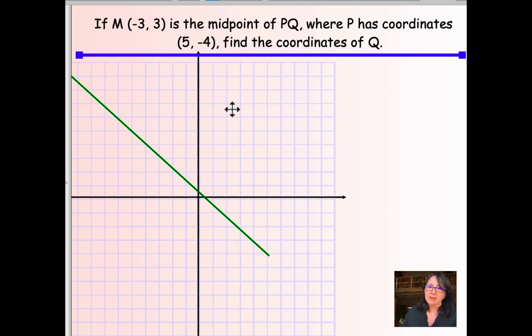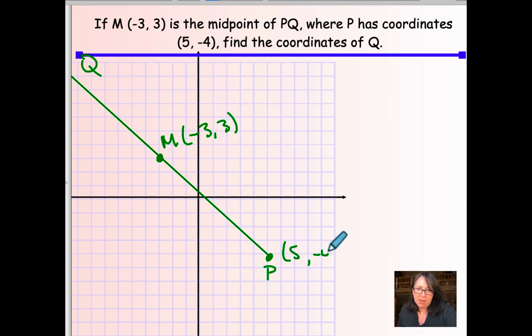If m is negative 3, 3, so 1, 2, 3, 1, 2, 3. Here the median is negative 3, 3. It says that P has coordinates of 5, negative 4. So let's see, 1, 2, 3, 4, 5, 1, 2, 3, 4. So here is P. You're trying to find Q, which I'm guessing is somewhere up here.